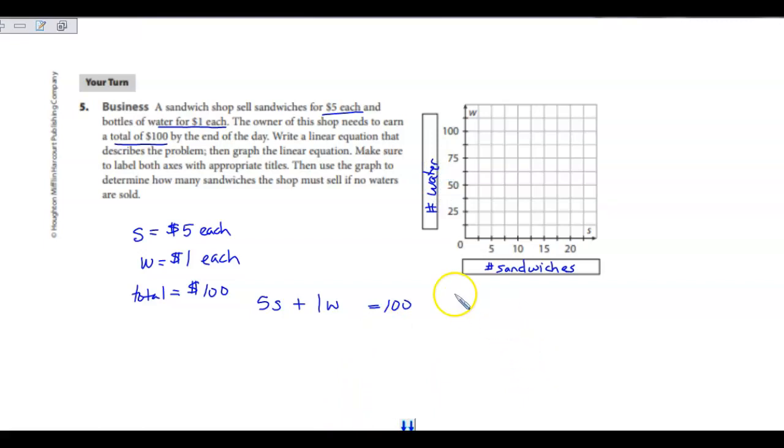Okay. All right. So remember what I said. The first couple of things you could do is to find out if your sandwiches are 0, what are your waters? If you don't sell any sandwiches, how many waters can you sell? And then do the same thing for if you don't sell any waters, how many sandwiches you can sell. And then halfway between there. Okay. So let's find out for 0 sandwiches.